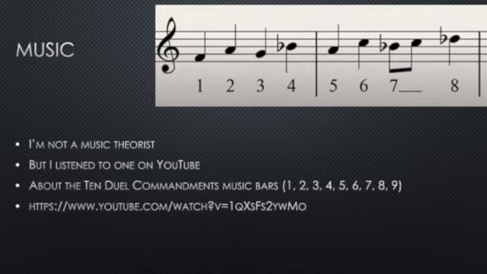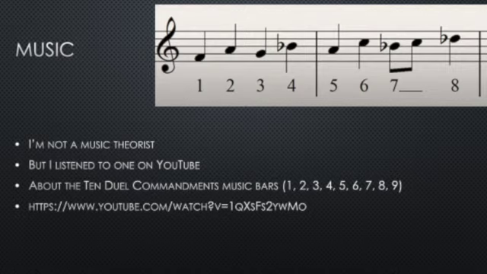He speculates anyway. But I found it fascinating, and I wish I could talk to you more about music theory, but I'm really out of my element here. But I just love the 10 Duel Commandments and how these 2 bars of music are used through the whole thing. It's amazing.